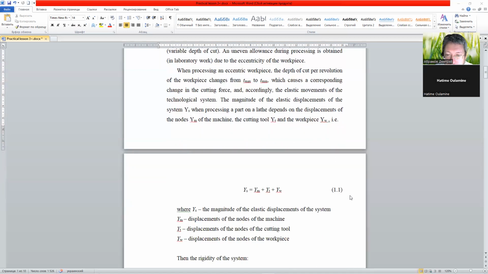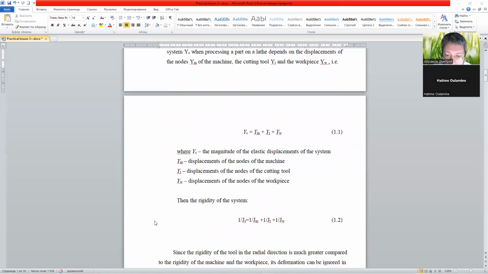And we use formula 1.1. y_s is equal to the sum of y_m, y_t, and y_w, where in this formula y_s is the magnitude of the elastic displacement of the system, y_m is the displacements of the nodes of the machine, y_t is the displacements of the nodes of the cutting tool, and y_w is the displacements of the nodes of the workpiece.